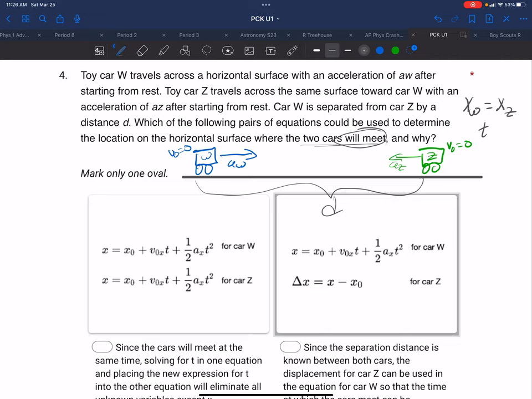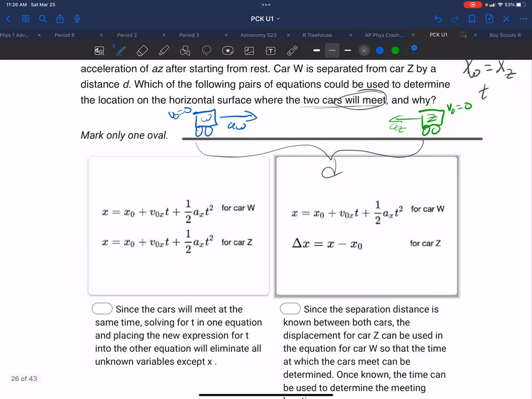So if we look at the first set of equations, this indeed gives us the position for car W and for car Z. So there is an equation that could describe the position for each of them. And what we know is when those two positions are equal to each other, we could set these two equations equal to each other. And that will be the position and the time at which that occurs.